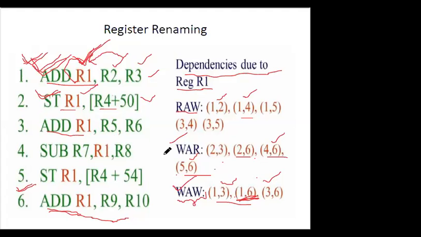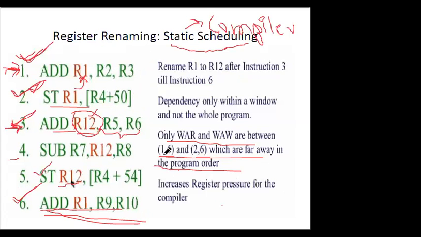But it has increased the register pressure for the compiler. And it is done by the compiler as this is static scheduling. So static scheduling, as the name suggests, washes off the WAR and WAW dependencies just by changing the names. These are known as false dependencies. The RAW dependency was not washed away. We had to wait for the value to update.